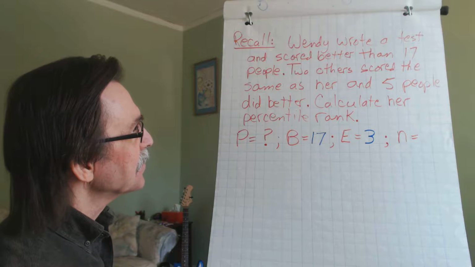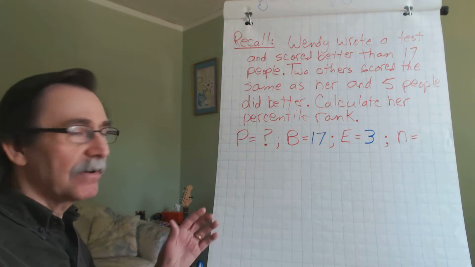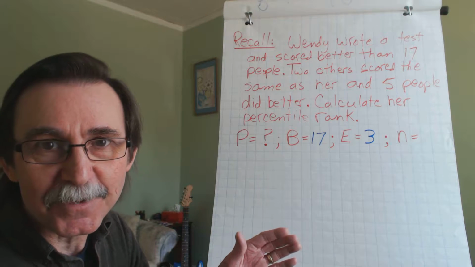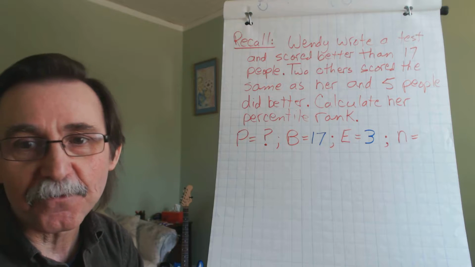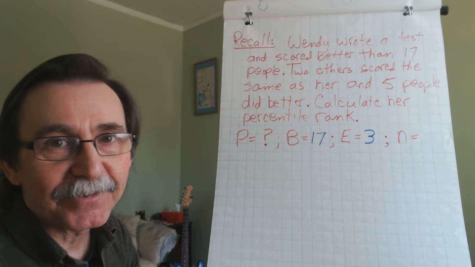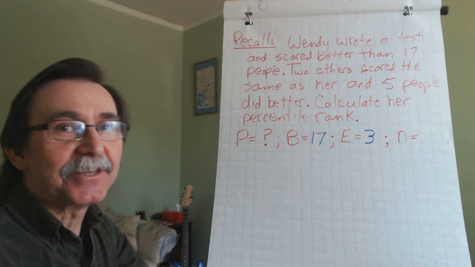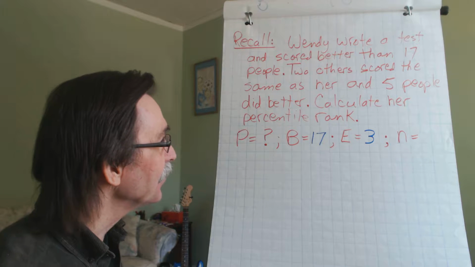Okay, now let's see. 5 people did better than her. I don't see a variable here that tells me that for people who did better. There's no variable there. The only other variable I have is n, and n is the total number of people. So we're going to just have to think logically through here.